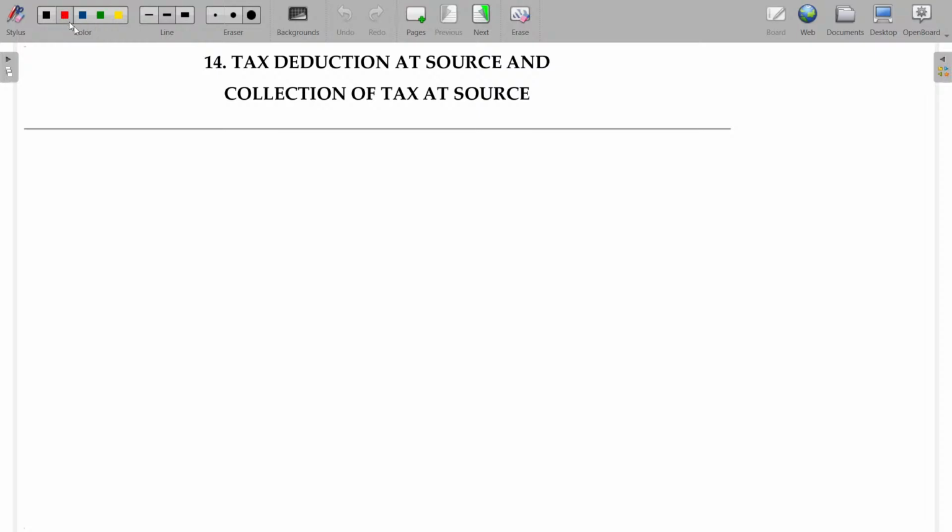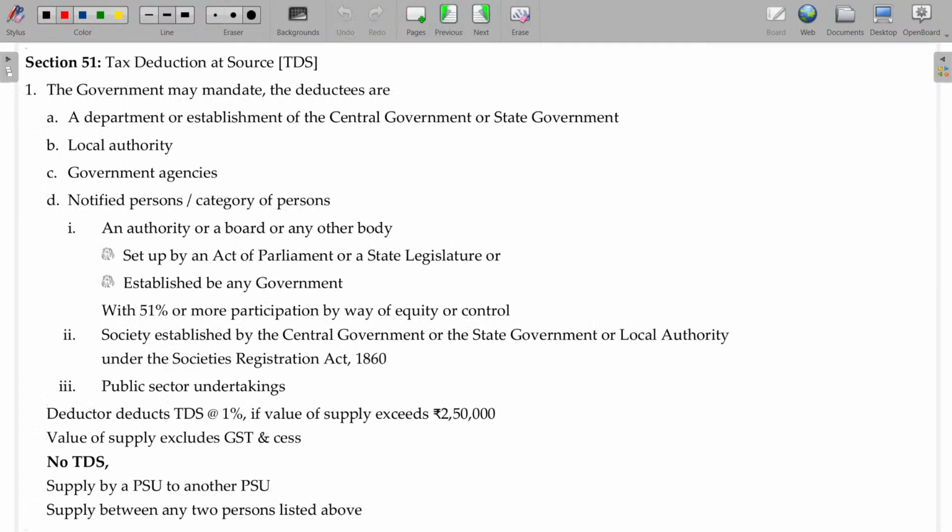Now, tax deduction at source and collection at source. We'll be dealing with these 2 sections here. Very small sections. Section 51 is all about tax deduction at source. Section 52 is all about collection of tax at source.